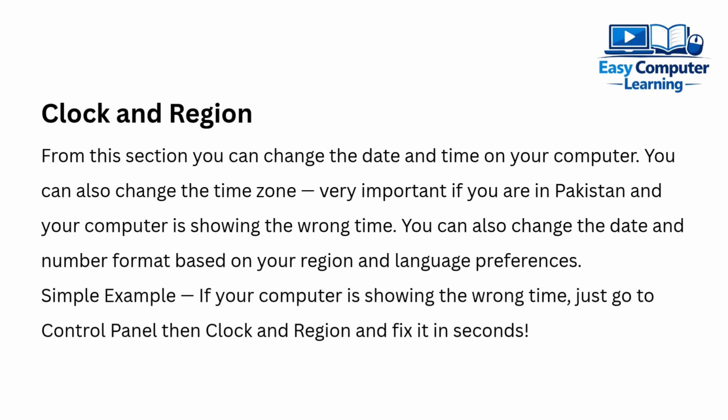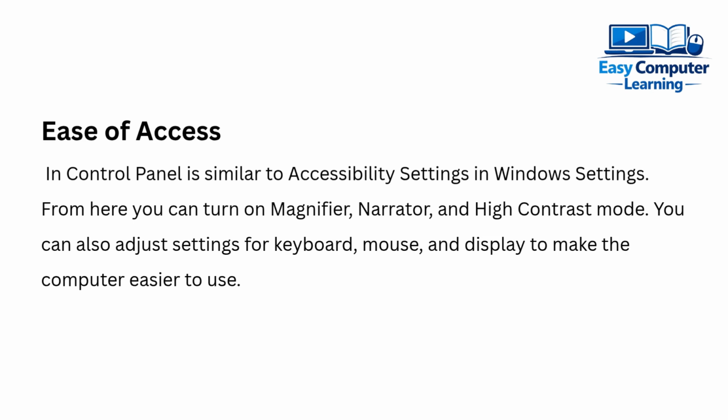fix it in seconds. Ease of Access in Control Panel is similar to accessibility settings in Windows settings. From here you can turn on Magnifier, Narrator, and High Contrast mode. You can also adjust settings for keyboard, mouse, and display to make the computer easier to use.